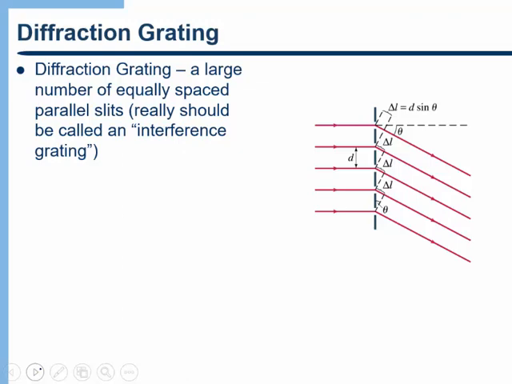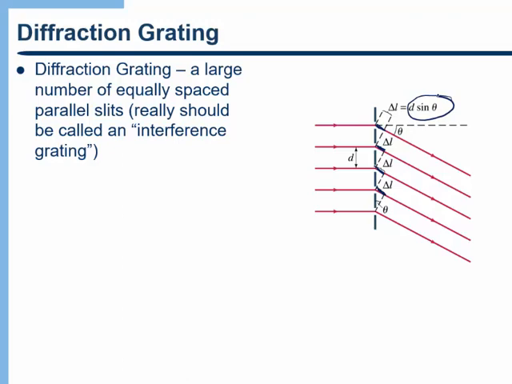So a diffraction grating is basically just the double slit, but with many additional slits. So it's a large number of equally spaced parallel slits. And I mentioned it should really be called an interference grating, because it's an interference pattern that we get from it. You'll notice that the path length difference between adjacent slits is the same as it was for the double slit, d sine theta.